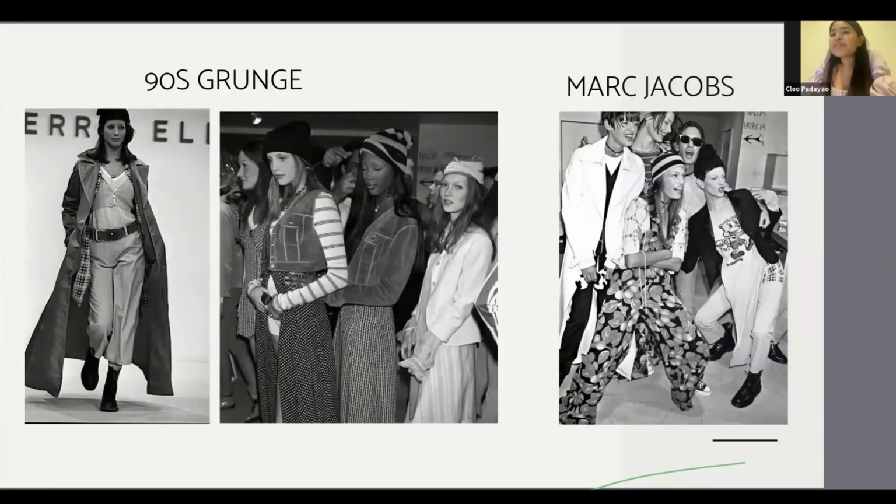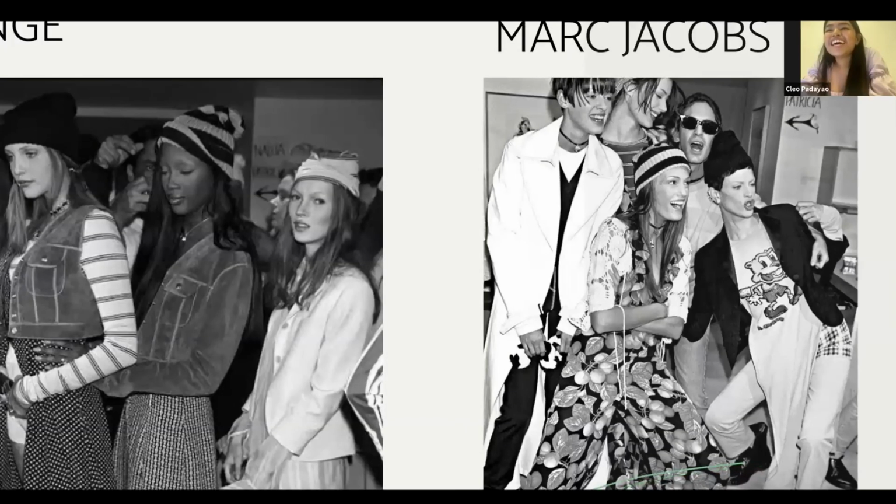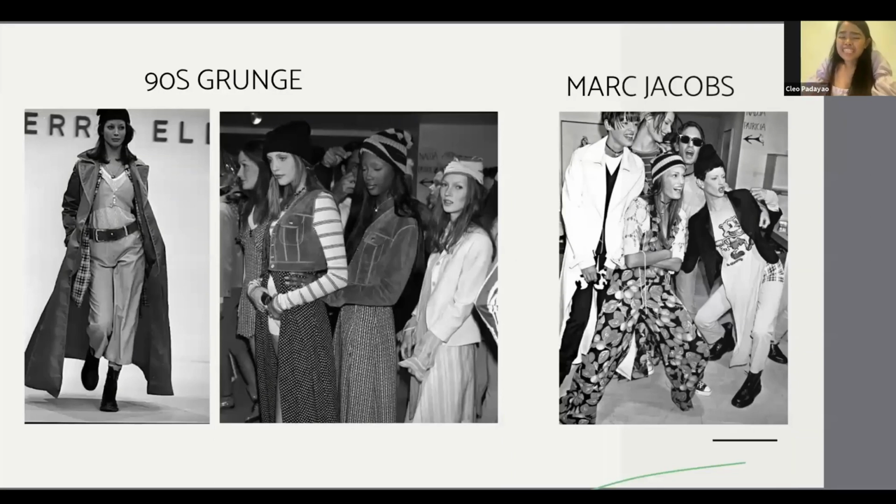And if you talk about 90s, you will really know that it's about the 90s grunge. So this collection was a collection of Marc Jacobs in the 90s. He was still starting out, as you can see. That's him on the center. And it was not so well accepted by the fashion industry, but he proved them wrong because grunge was the craze in the 90s.